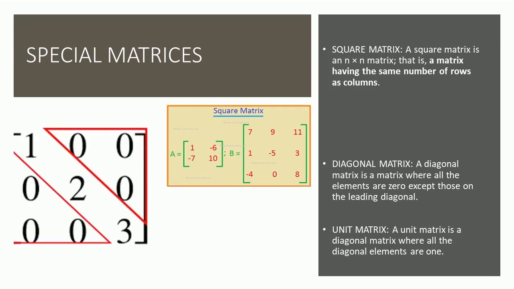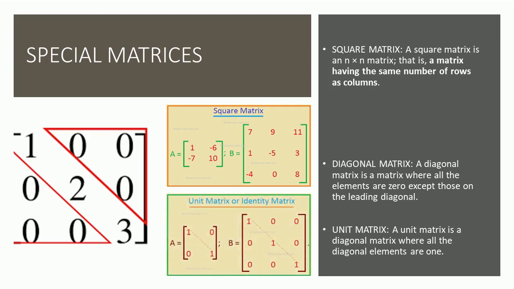Then the next type of matrix we have is the diagonal matrix. A diagonal matrix is a matrix where all the elements are 0 except the leading diagonal. As you can see, all the elements are 0 except this leading diagonal. So this is a diagonal matrix. And the last type of special matrix we're going to be talking about today is the unity or identity matrix. The unity matrix is also called the identity matrix or identity element. It is basically a diagonal matrix. The only difference is instead of having just any numbers on the diagonal, all the numbers on the diagonal must be 1. As you can see here, the others are all zeros, but the diagonals must be 1.